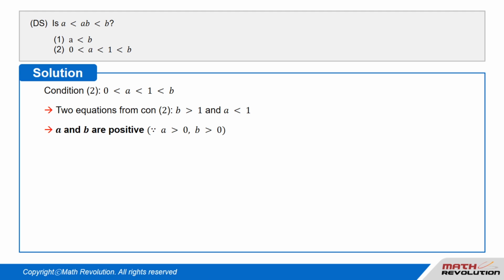Condition 2 tells us that 0 is smaller than A, which is smaller than 1, which is smaller than B. We can extract two equations from condition 2: B is greater than 1 and A is smaller than 1. Also notice that both A and B are positive numbers since they are both greater than 0.